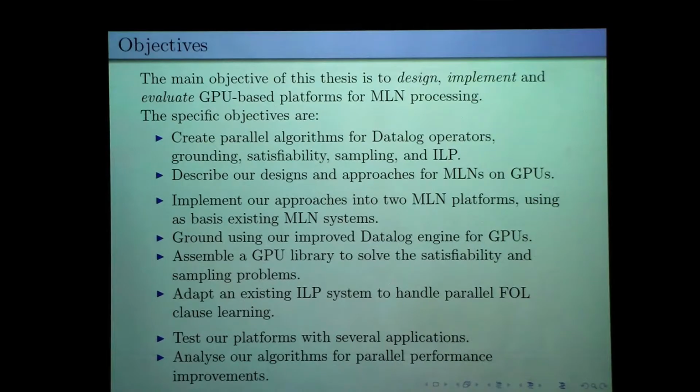processing. And from there, we had several specific objectives, like creating parallel algorithms for all the steps of MLN processing, describing the designs and approaches we used, and creating two MLN platforms. Grounding uses our own Datalog engine for GPUs, which I'm going to explain later. Also, create a GPU library to solve the satisfiability problem and the sampling problem, and adapt an existing ILP system to handle clause learning in first-order logic. Then we tested our platform with several applications and analyzed our algorithms for possible future parallel improvements.